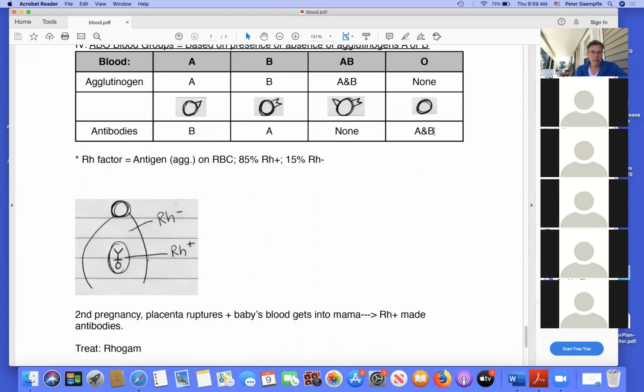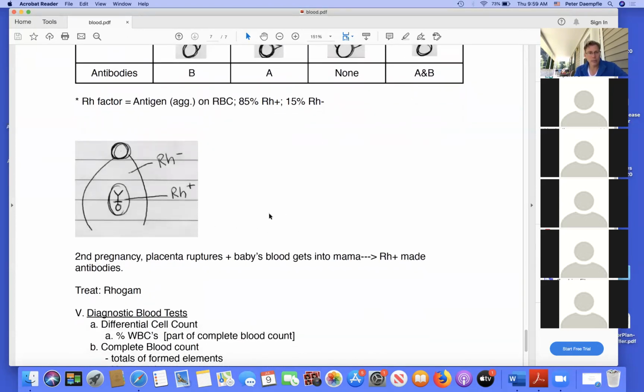And whenever you see positive or negative, that means it's the Rh factor. The Rh factor is another type of antigen or agglutinogen on a red blood cell. 85% of us have it, so we're called Rh positive. So I'm A positive blood, that means I'm A, and I have another thing, the Rh factor, on me. 15% of us are negative, and my wife is O negative. That means she doesn't have any A or B on it, and she doesn't have the Rh factor. So the positive or negative refers to the Rh factor only.